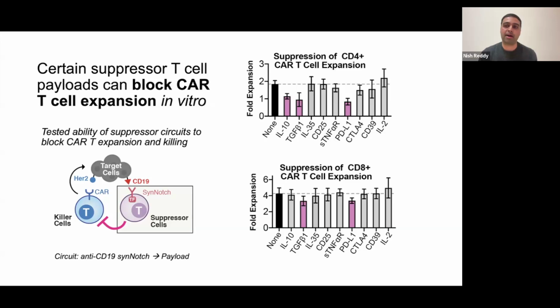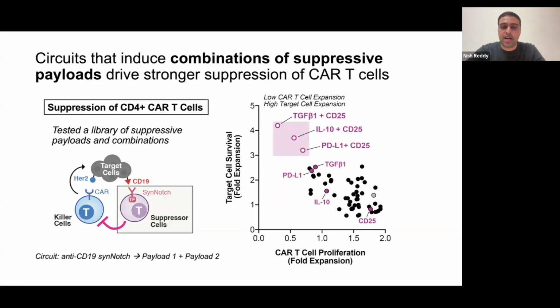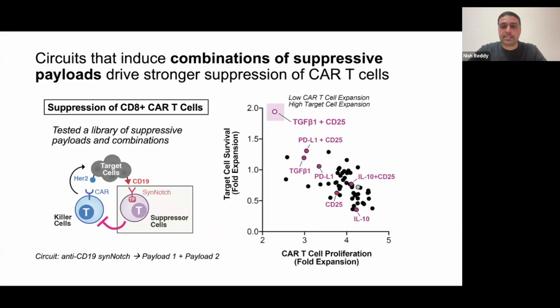So we see that many of these payloads are able to induce some suppression of CAR T cell activity, but we wanted to see what would happen if we combine payloads together. We hypothesized that combining payloads together would induce much stronger suppression activity. So we see that combinations of inhibitory signals like TGF-beta, IL-10, PD-L1 with CD25, which is a sink for the proliferative signal IL-2 that T cells require to grow, actually works synergistically to suppress CAR T cell expansion and improve target cell expansion.